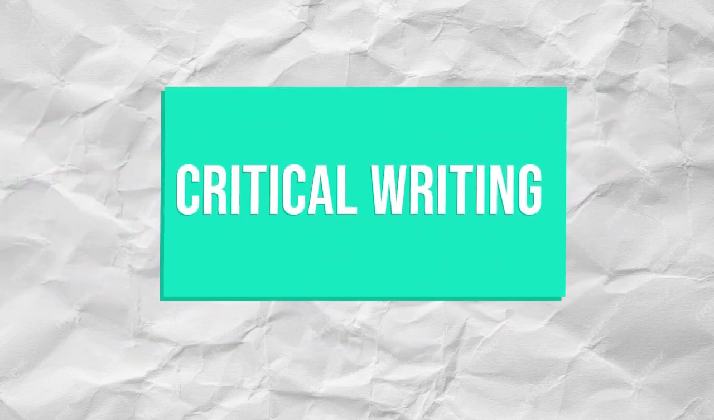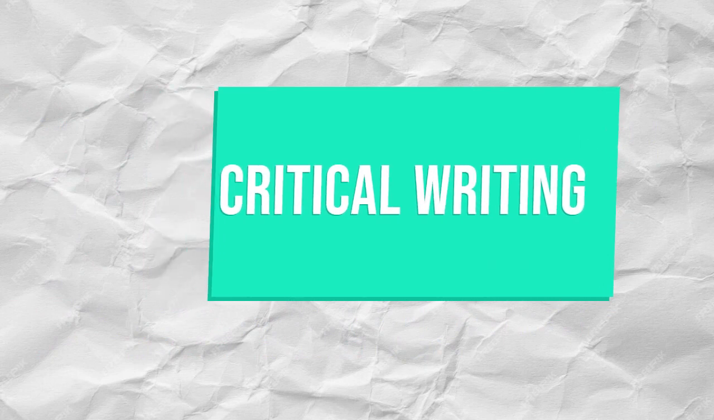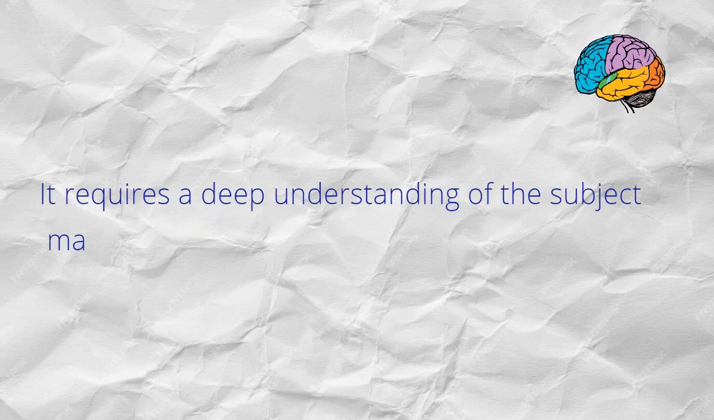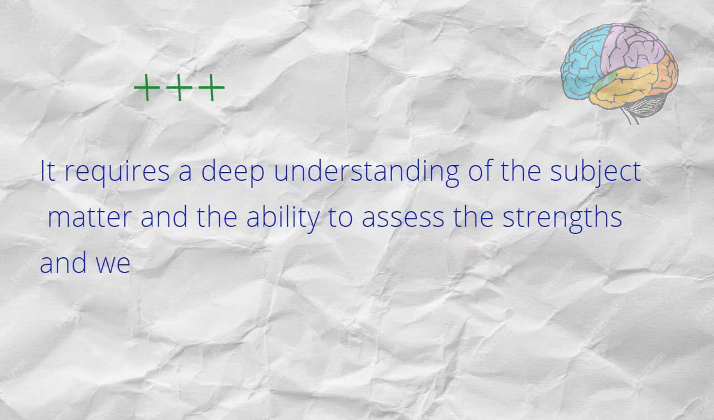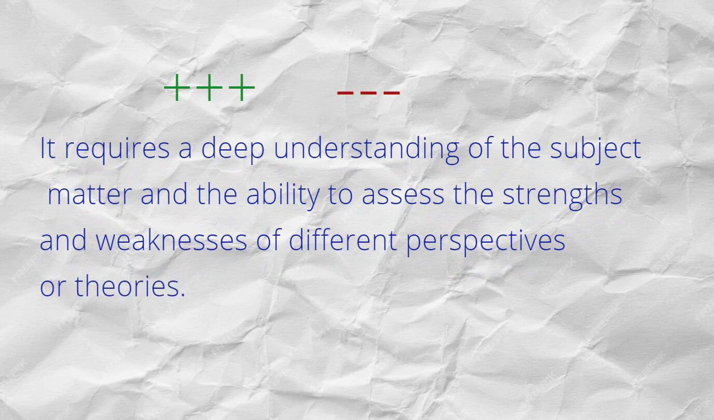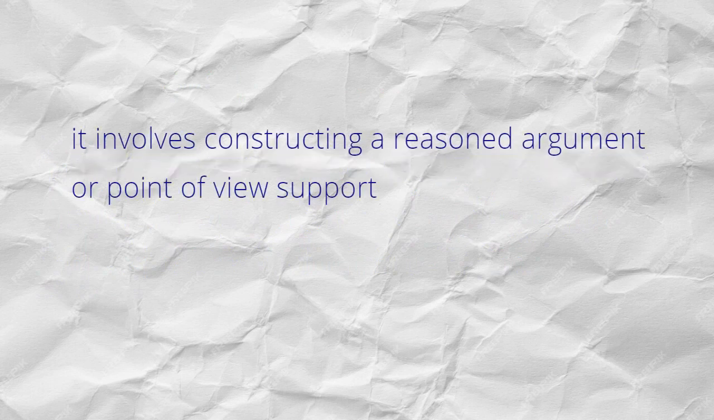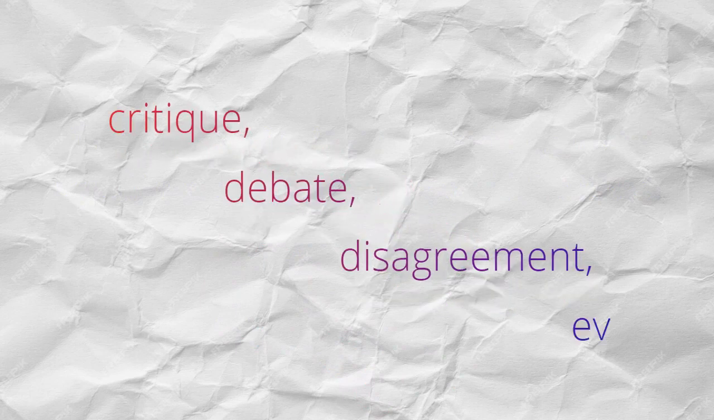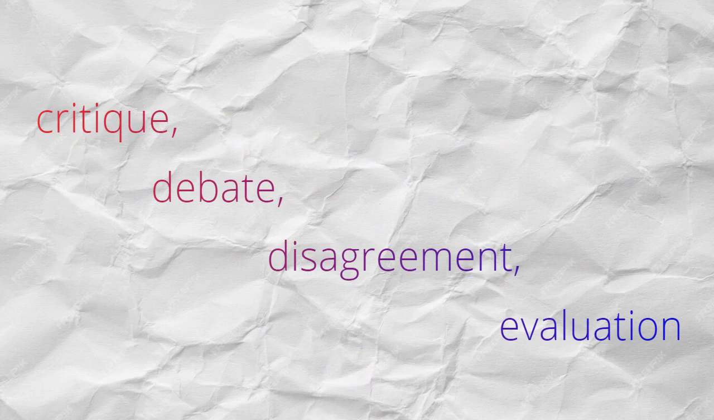Critical writing involves analyzing, evaluating, and interpreting information or arguments. It requires a deep understanding of the subject matter and the ability to assess the strengths and weaknesses of different perspectives or theories. Critical writing goes beyond summarizing or describing. It involves constructing a reasoned argument or point of view supported by credible evidence. Critical writing often includes critique, debate, disagreement, or evaluation. It requires the writer to engage with existing literature and contribute their own insights or interpretations.